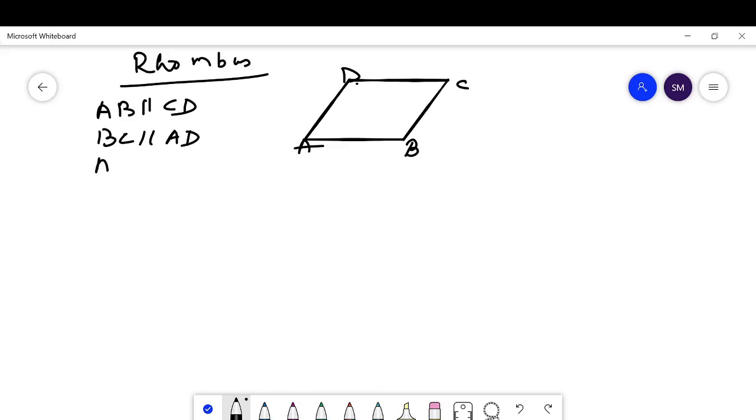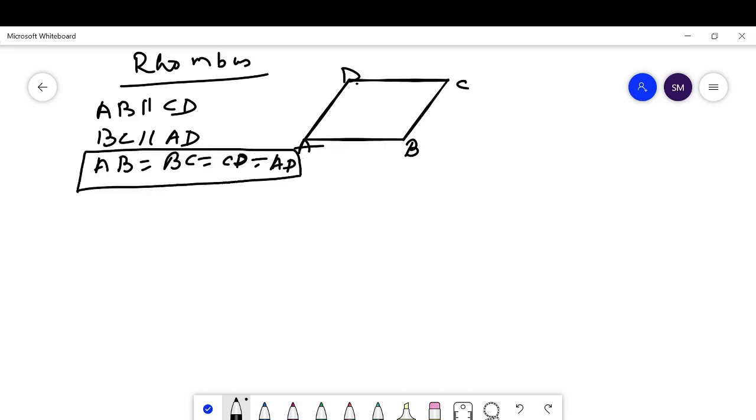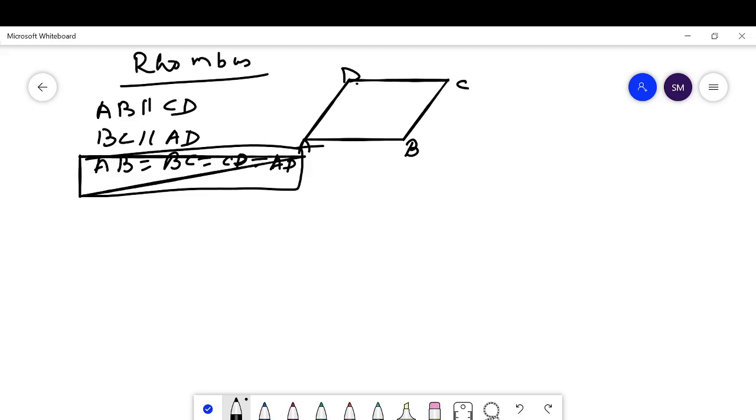another condition is given here: the length of AB is equal to BC is equal to CD is equal to AD. All four sides are of equal length and the opposite sides are parallel to each other. This means all rhombuses are parallelograms, but all parallelograms are not rhombuses.